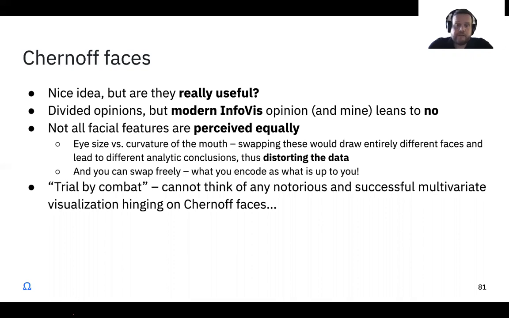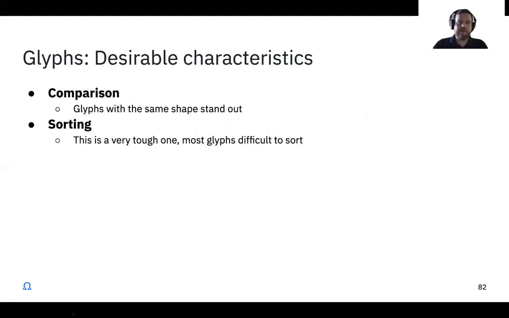So if we do this little trial by combat or baptism of fire, or however we would like to call it, I cannot think of any notorious and successful multivariate visualization hinging on Chernoff faces. So this is a nice example of a, I hesitate to call it a failure case, right? But the idea seems really nice that you invoke this facial recognition software, and that could be quite an interesting thing, but it kind of fizzles. So glyphs are very difficult. That's the takeaway from this part.